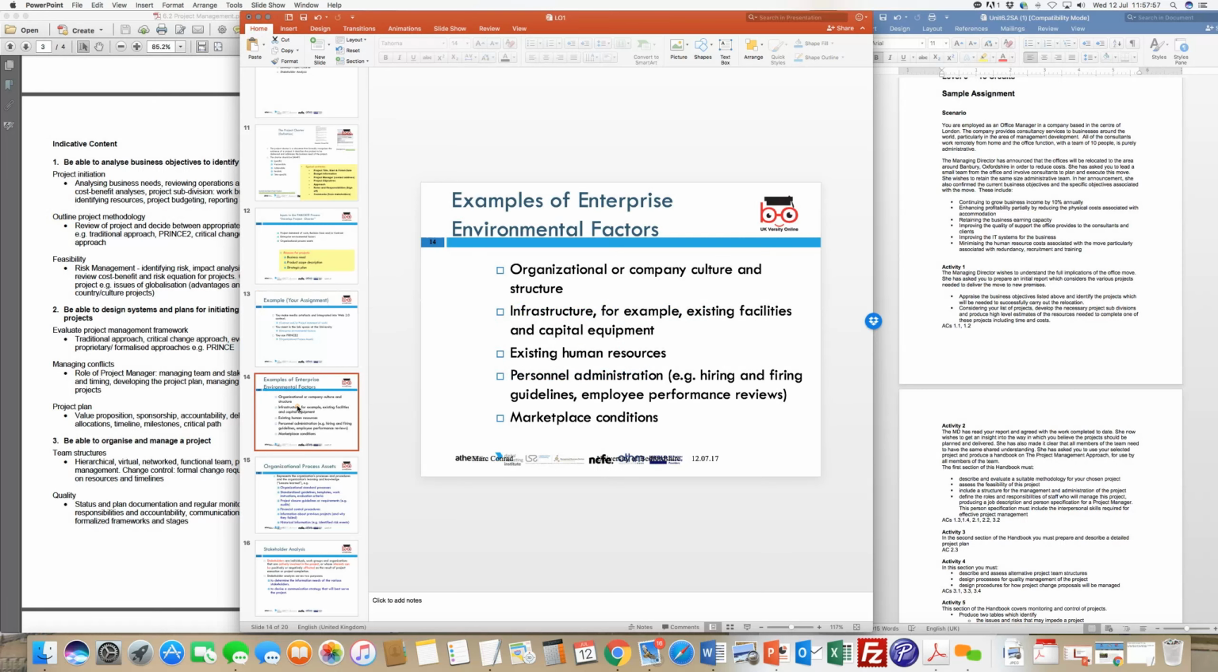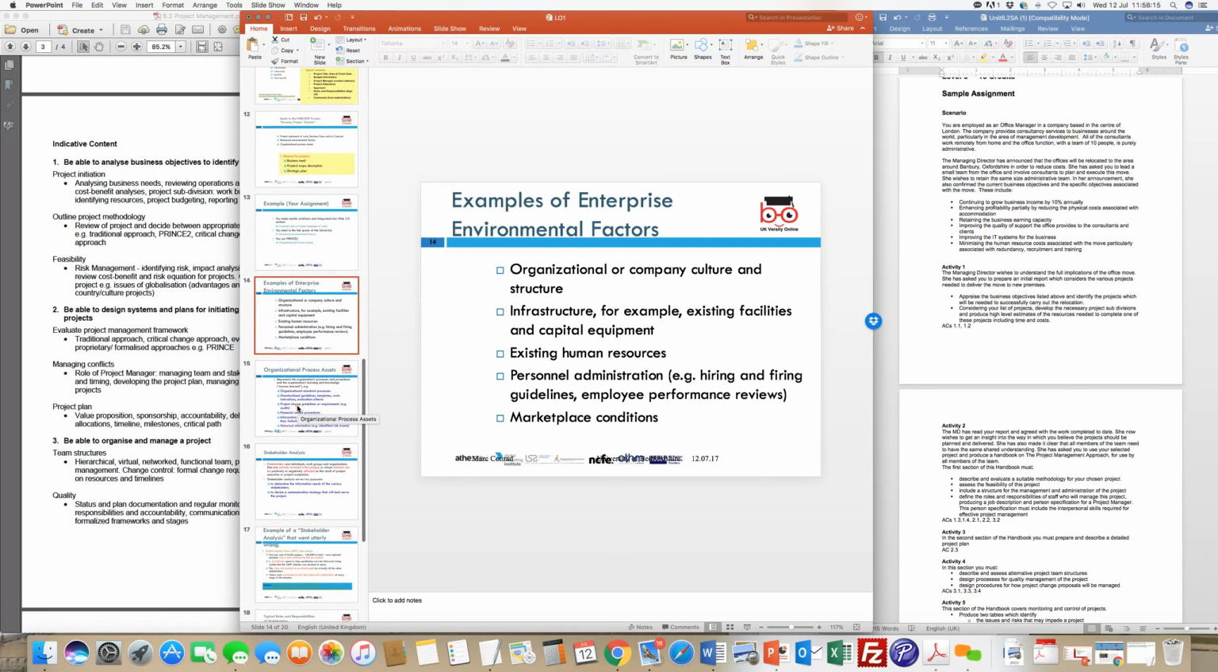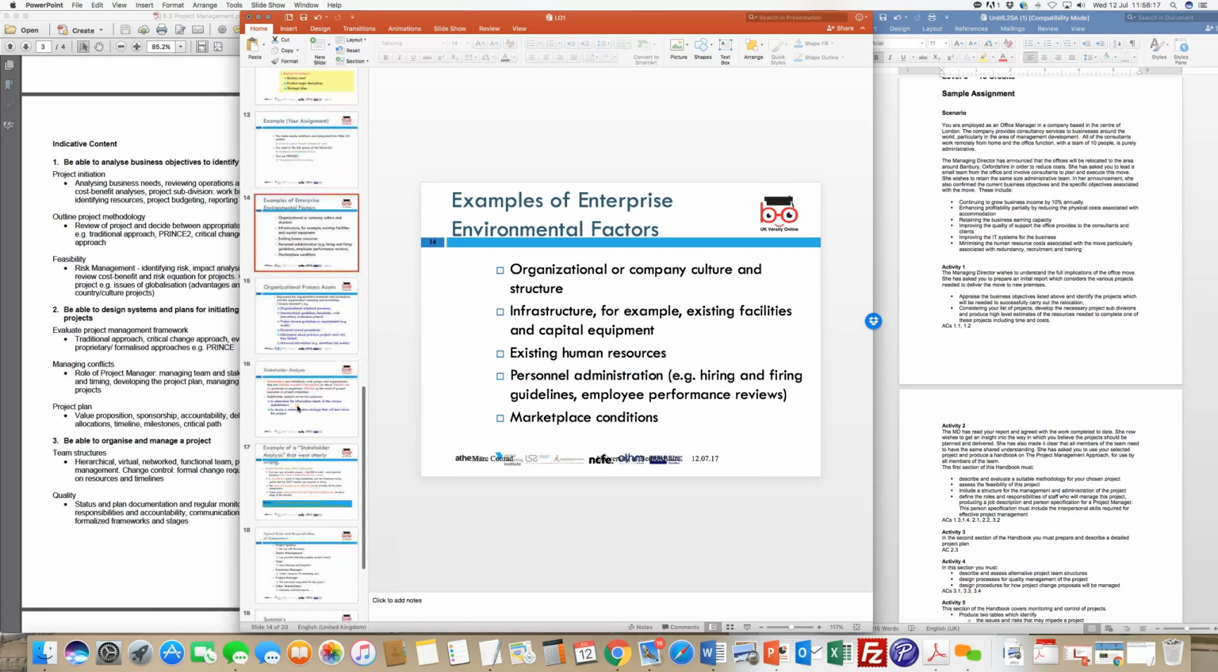We will cover project methodology in the next session, but it is food for thought. You can read from the handout that I'm going to send you after the session, which will give you an idea of the various types of methodologies available for the workings of projects.